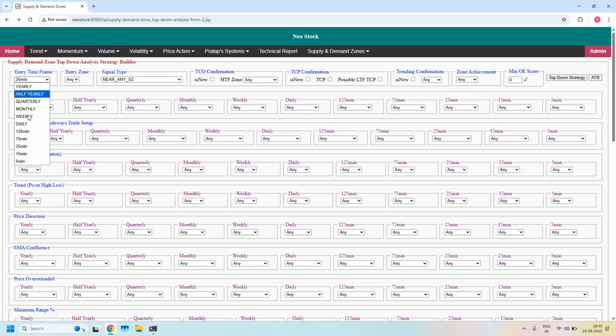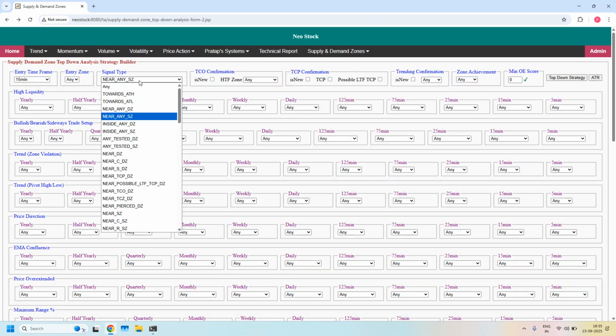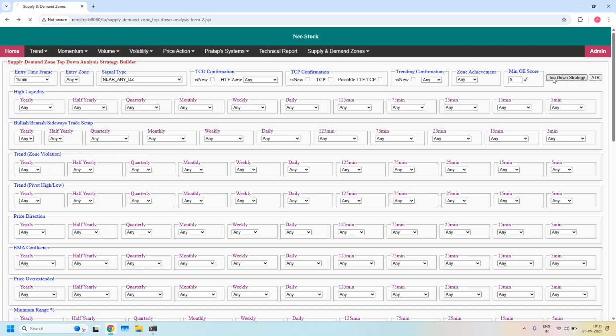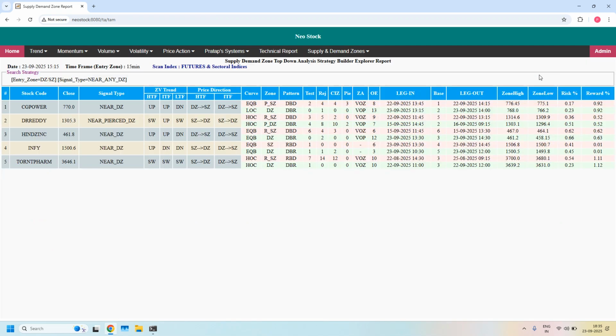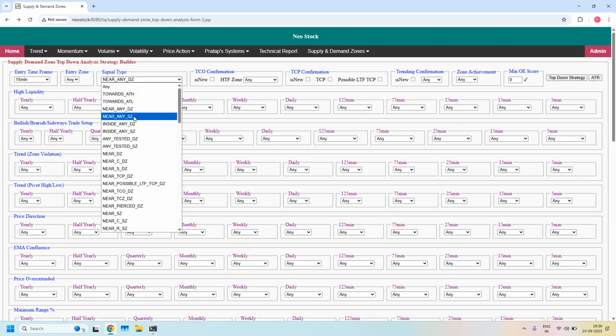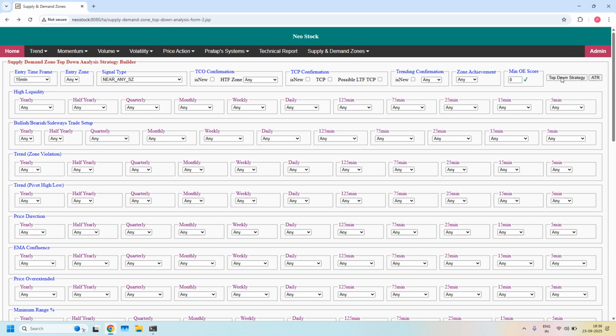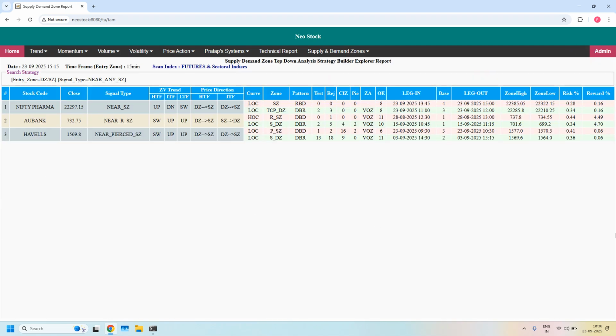Next time frame is 15 minutes. Stocks near to the 15 minutes demand zone. We got 5 stocks. Next, stocks near to the 15 minutes supply zone. We got 3 stocks.